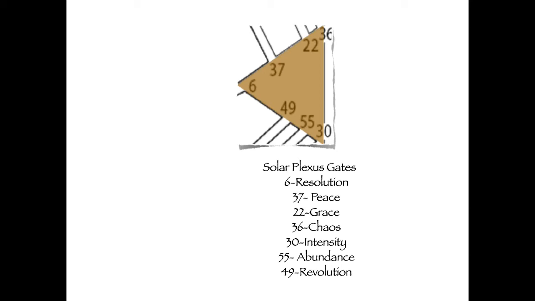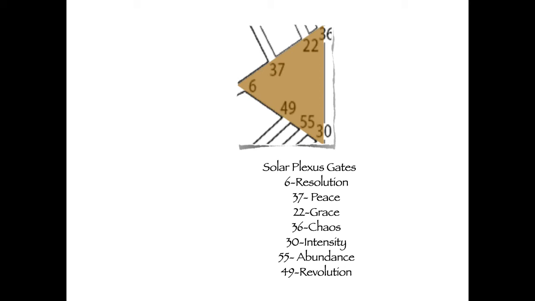The gate 22 is all about grace. This is all about the individual energy, and it is involved in the 12-22 wave, and that's all about individual energy. As I said, it's very creative. There is a grace in this energy, and people who have the gate 22 are very graceful in the way they move their bodies. They could be graceful dancers. Just the way they walk can be some level of grace.